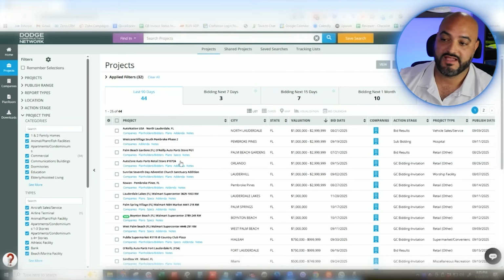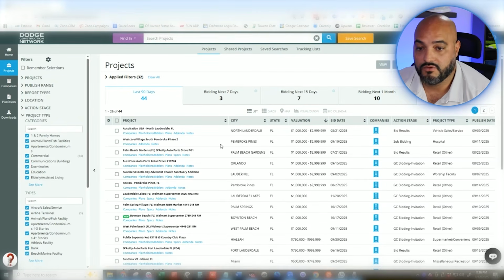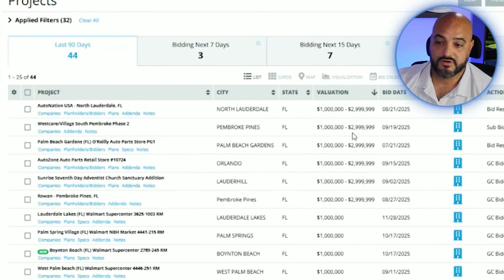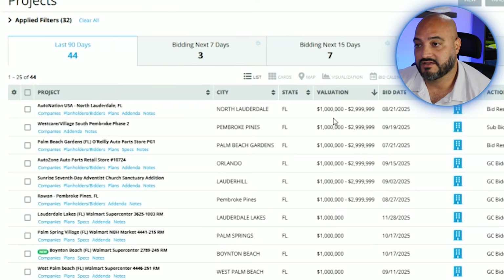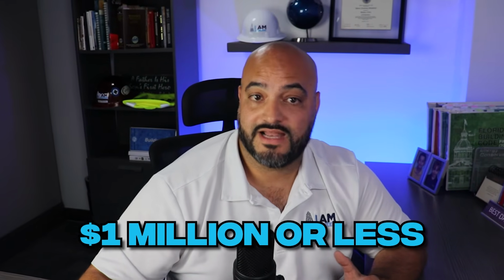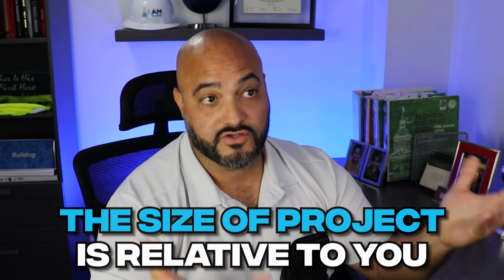And I've gone over a little bit of the strategy. I kind of started weaving it in there, but I wanna show you now what I'm gonna look for. So if I'm a smaller contractor, I'm gonna start looking for these smaller valuations, right? 1 million, 3 million. If I'm a sub, that's perfect. If I'm a GC, a small project is $1 million or less, sort of, right? Some of you GCs watching might say $1 million is really small. Or some of you might say, I wish I could get a $1 million job. So the size of projects is relative to you.